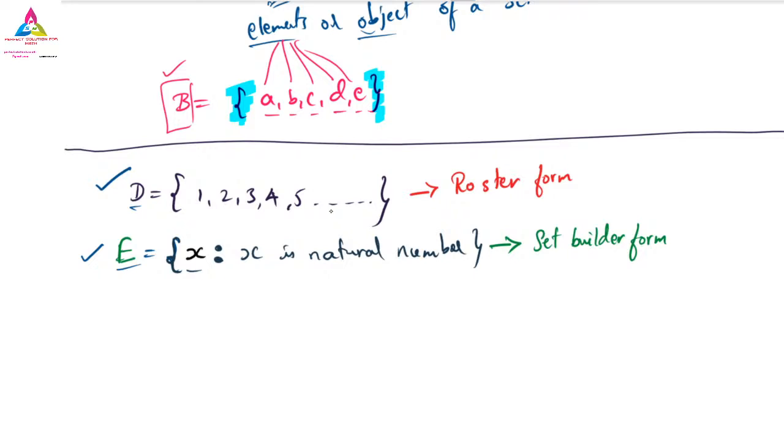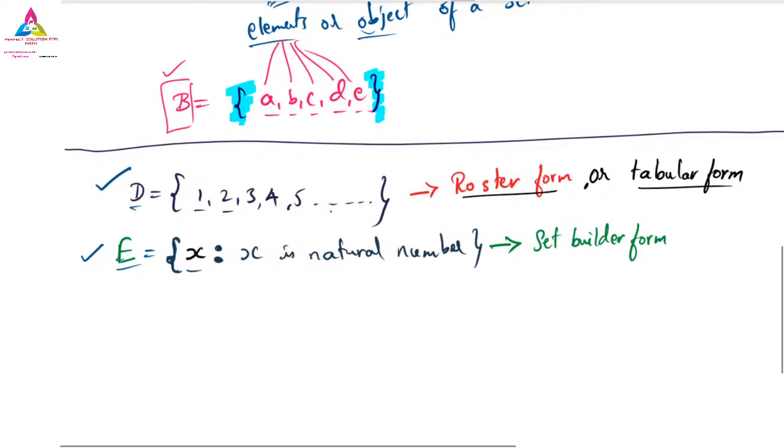Do you know what is one more name we can give for the roster form? We have one more name. So how have we written this? Okay, you already gave that answer. Yes, this is also called the tabular method, also called tabular form. So there are two names for writing the elements directly: roster form, and one more is tabular form.